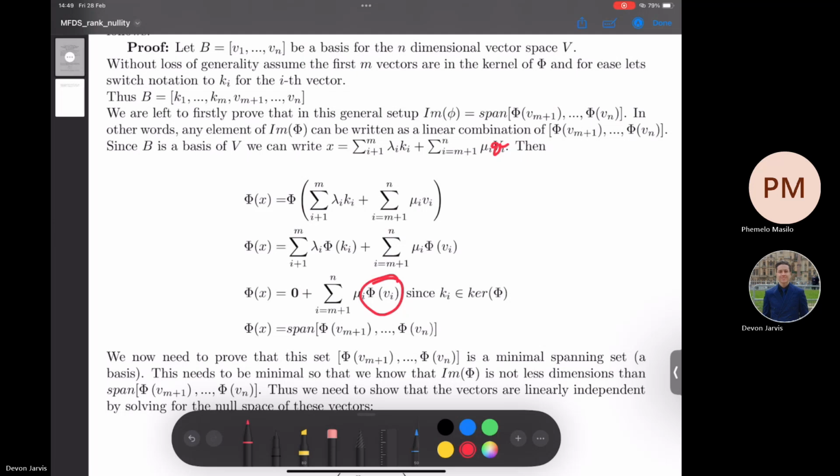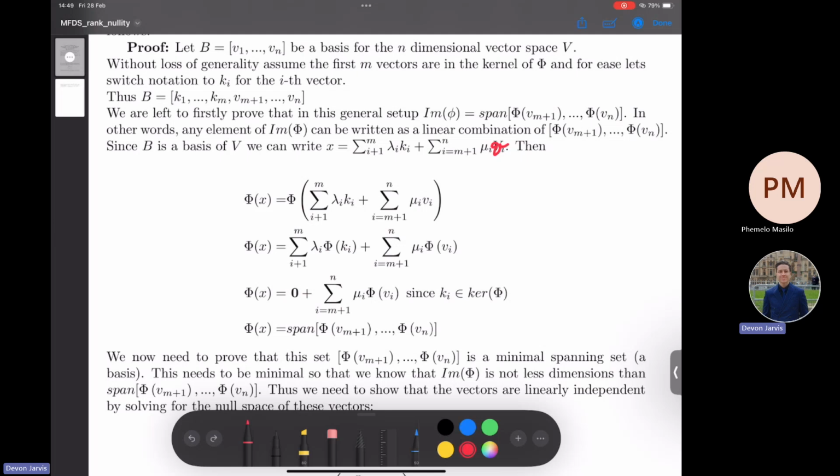Okay? And I wrote there, since Ki is in the kernel, it just becomes 0. But this is just the definition of the span. This says that I can write phi x for any x as a linear combination of phi vi's, where the vi's are my basis vectors. In other words, it is spanned by the phi v vectors.